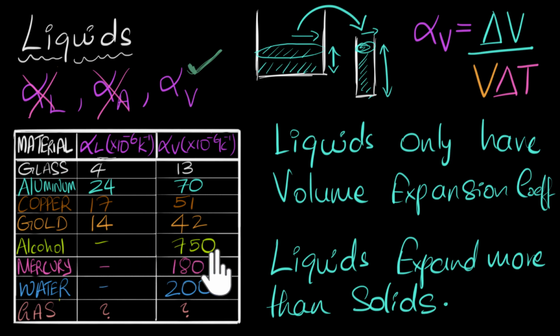Alcohol has one disadvantage as a thermometer. Alcohol boils at 80 degrees Celsius. So if you need a thermometer that can measure very high temperatures, we usually go for mercury thermometers. But for low temperature measurement, alcohol thermometers are the best options.